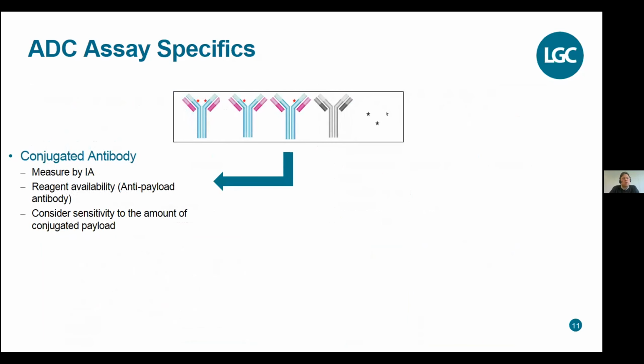So then moving on to the conjugated assays. On one side, we can measure conjugated antibody, typically by immunoassay. The reagent availability becomes a bit more of an issue here, and that's because we need to try and generate an anti-payload antibody to build up a sandwich ELISA. We also need to consider the sensitivity to the amount of conjugated payload. So an increase in payload conjugation may not necessarily give you a linear increase in assay response.